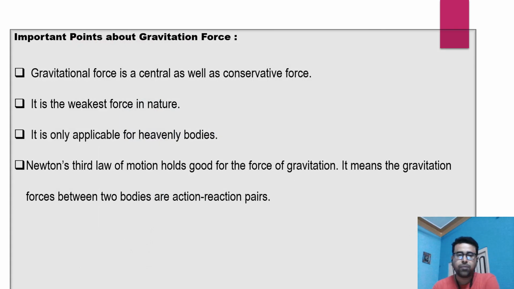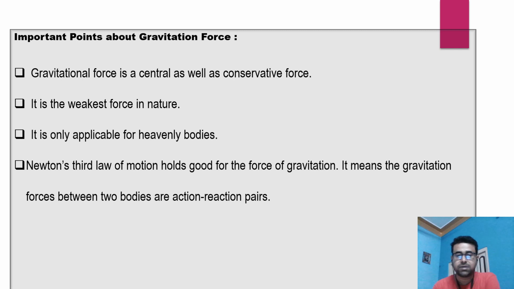Now, some important points about gravitational force: you have to remember that gravitational force is central and always conservative in nature. And gravitational force is the weakest force. There are two kinds of forces, weak force and strong force. Gravitational force comes under the category of weak force. Why is that? Because when you jump, you can easily overcome the gravitational force, right? But the strong force is the nuclear force.